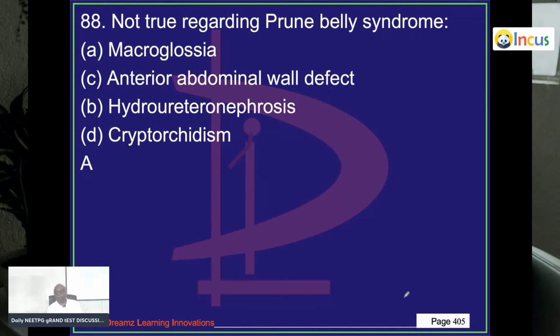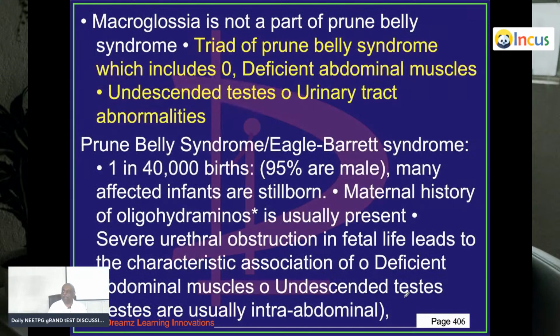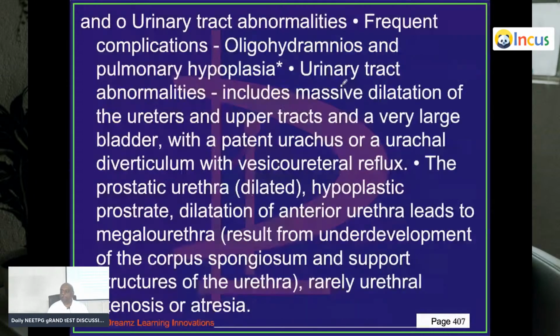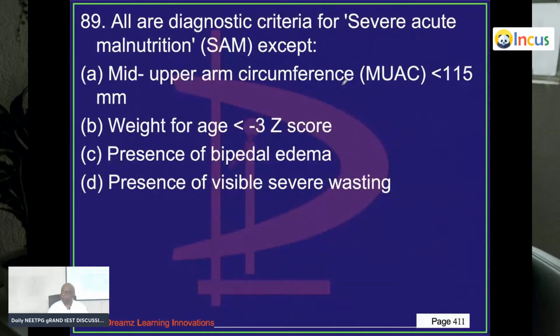So prune belly syndrome, what does it include? Deficient abdominal muscles, undescended testis, and urinary tract abnormalities. This combination is called the triad of prune belly syndrome.